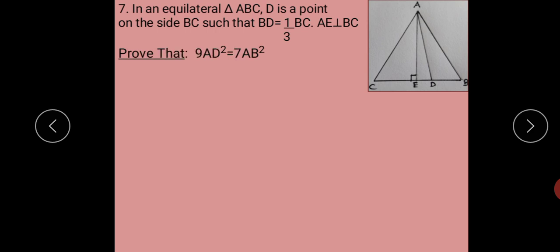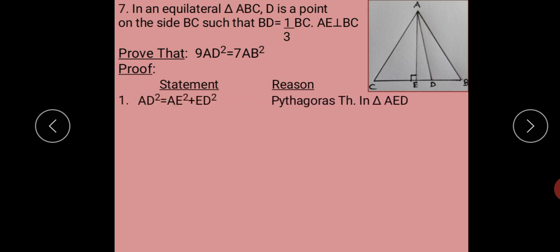Let's see what is asked to prove. 9AD square is equal to 7AB square. Fine. AD is the hypotenuse, so we can start. AD square is equal to AE square plus ED square. So in the final statement, we don't want AE. So we can write that height square is equal to hypotenuse square minus base square in right angle triangle AEB. So we will get, in place of AE square, AB square minus EB square, plus ED square.